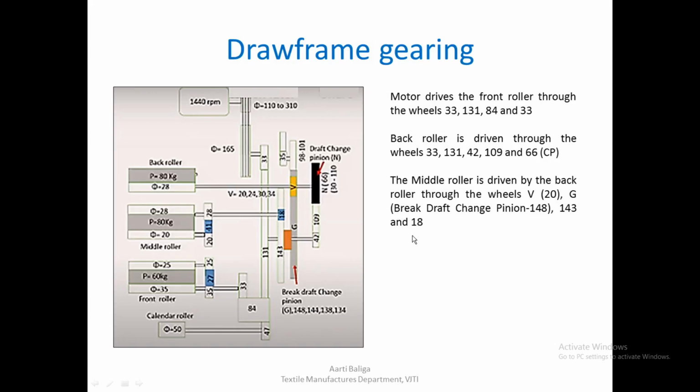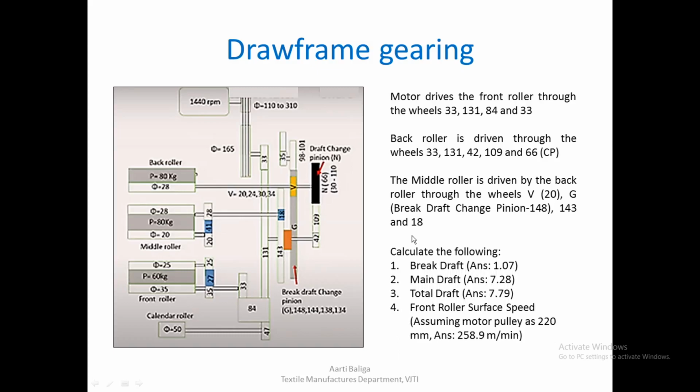So with this background, I want you to calculate the brake draft, the main draft, the total draft, and the front roller surface speed, assuming the motor pulley as 220, which is this motor pulley as 220 over here, because there's a range which is given. Assume it to be somewhere in between 220, and by taking this as 220, you will get the answer as 258.9. Just try this. And then we will see if there are some problems, we'll solve it later. This we have already done before in the draft calculations, that is why I'm not going into this again.